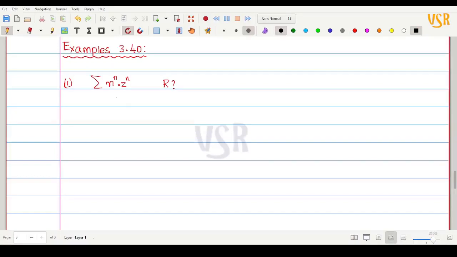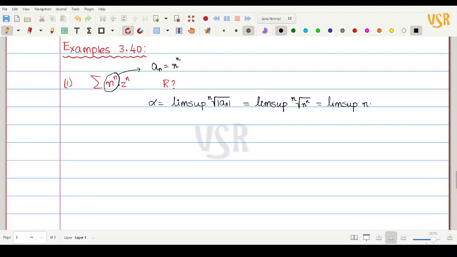எப்படி calculate பண்ணுவீங்க? We know that alpha is equal to limit supremum of nth root of mod a_n. இந்த கேஸ்ல இவன் தான் a_n, so this is my a_n, which is equal to n to the power n. அப்படின்னா this is equal to limit supremum of nth root of n to the power n, that is equal to limit supremum of n.